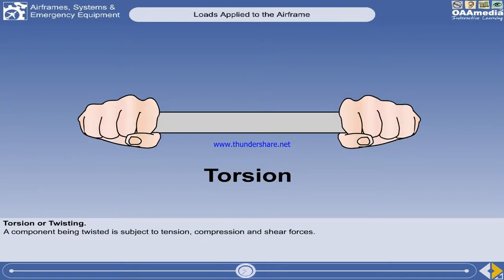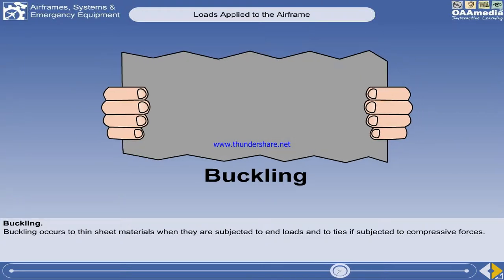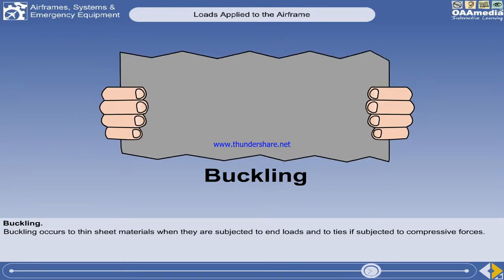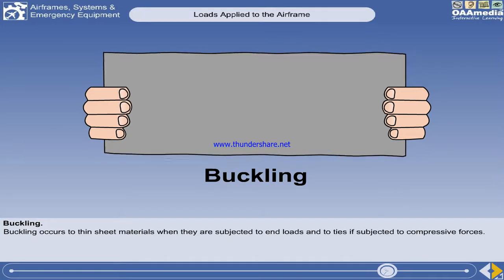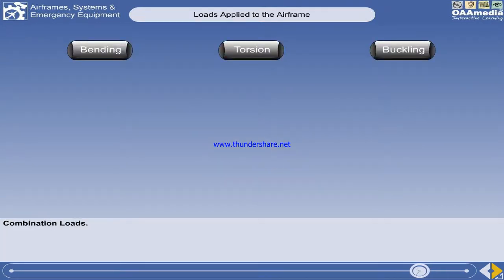Torsion or twisting forces produce tension at their outer edge, compression in the center, and shear forces across the structure. Buckling occurs to thin sheet materials when they are subjected to end loads, and to ties if subjected to compressive forces. To review bending, torsion, or buckling, click one of the three buttons.